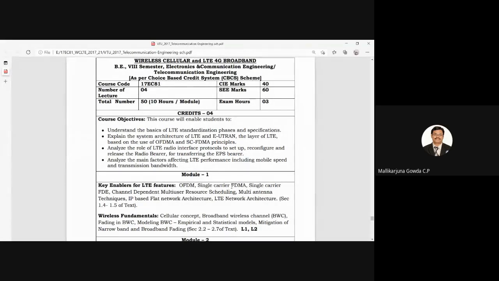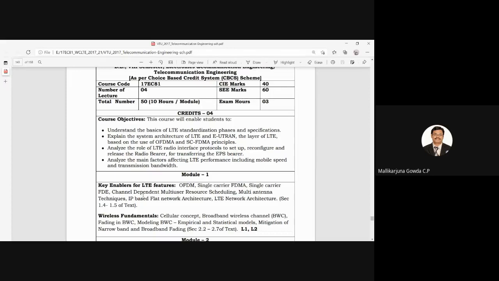Then we will be discussing single carrier FDMA. This is another technology which is also used in LTE, that is single carrier frequency division multiple access. The next one is single carrier FDE, that is frequency division equalization. Whatever I am mentioning here, they are all the key enabling technologies for this LTE.